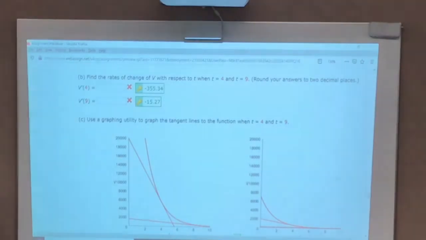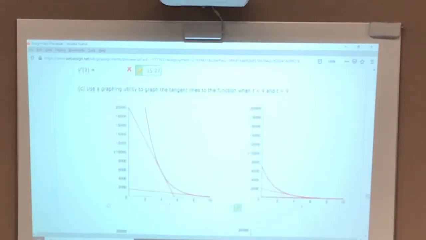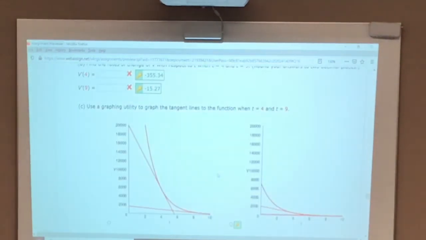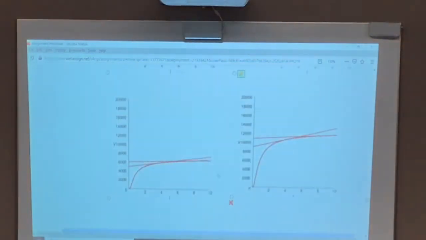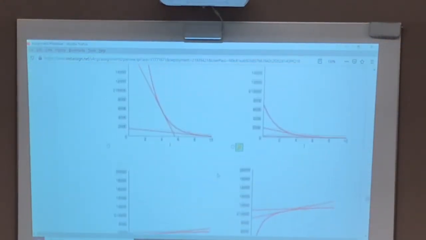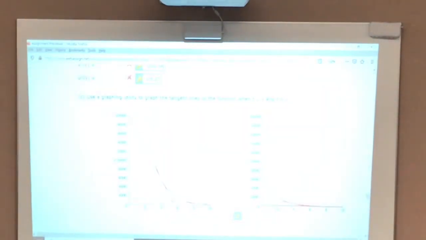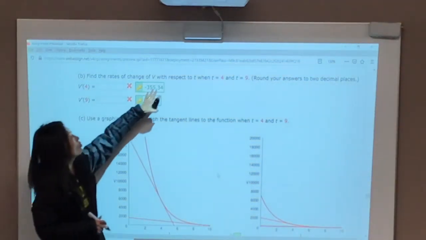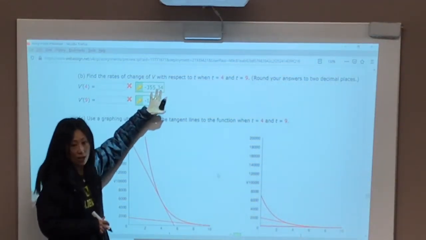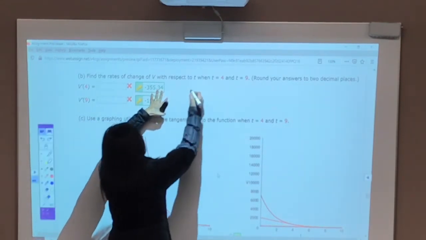Now, moving on to what, C? Use your graphing utility to graph the tangent line to the function when t equals 4 and t equals 9. All right, so tangent line means what? You found this, this is your long answer that you gotta do. You found that, that is your what? Slope. Right? So I need to find the tangent line.